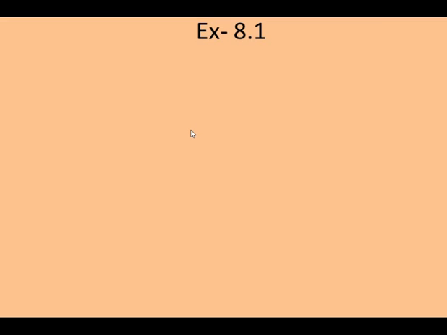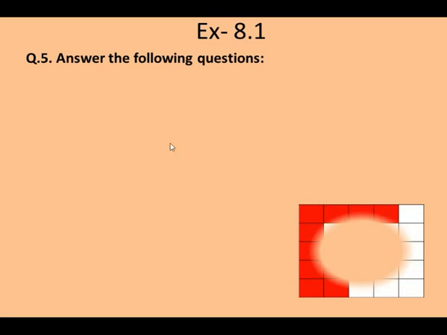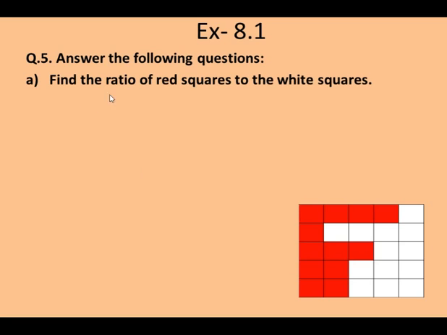Then we are having question number 5. Answer the following questions. So we have been given this figure. Here red and white squares have been given to you. So find the ratio of red square to the white square. The ratio of red to white will be 12:13. 12 red squares we are having and 13 white squares.